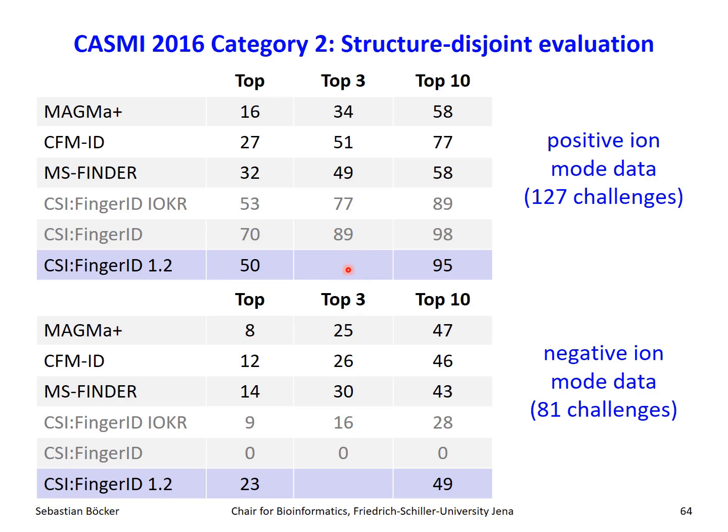But we now see that we have negative training data. We also identify a lot of compounds for negative ion mode data. And again, we are almost twice as good as CFM-ID. Yeah? And in total, we even have more correct identifications now, although we are doing the structure disjoint evaluation, which corresponds to all novel compounds, as I like to say.